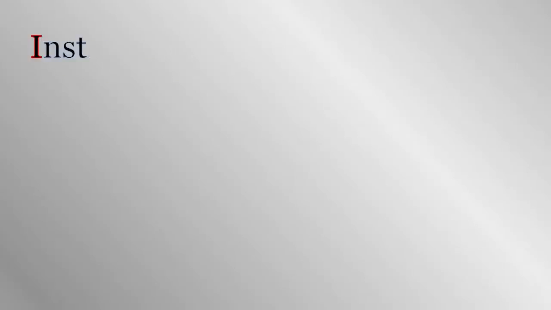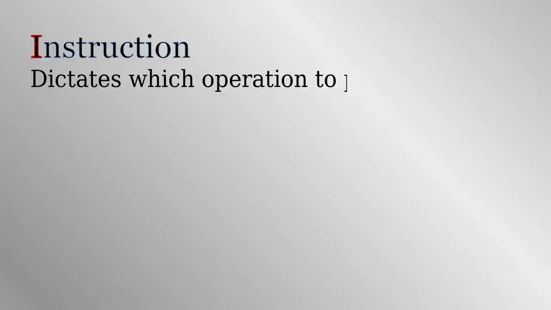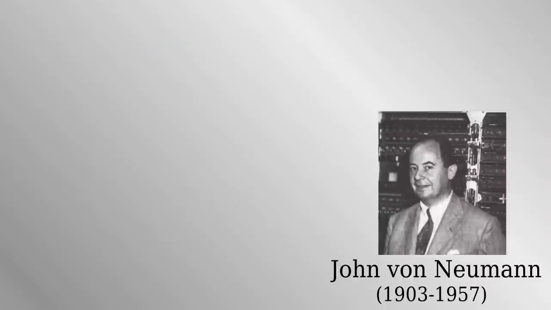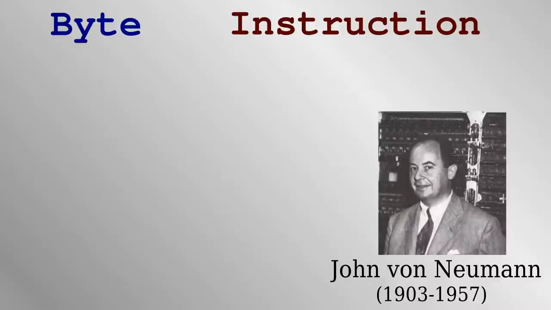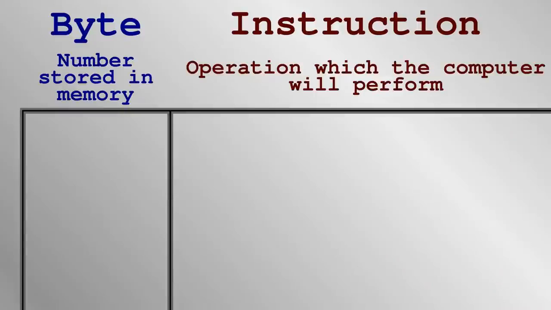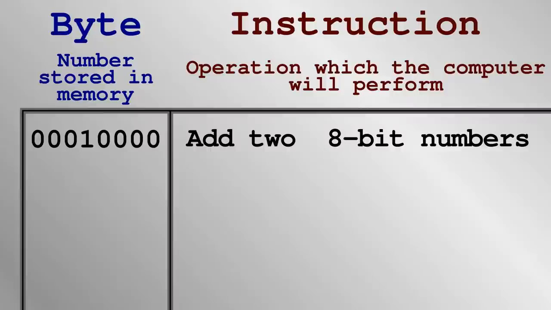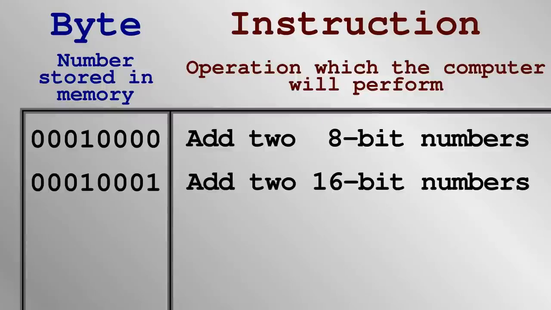We have a way of implementing binary operations and storing the results, but the computer needs a way to determine which operation to use and when. This is called an instruction. There are instructions such as add two numbers and copy this number. Computers use what's known as the von Neumann architecture, which means that the instructions are stored in memory as binary numbers amongst other data. For example, the instruction number 16 in base 10, or this byte in binary, might mean add together two 8-bit numbers and store the result. Instruction number 17 might mean the same thing but for 16-bit numbers, and so on.